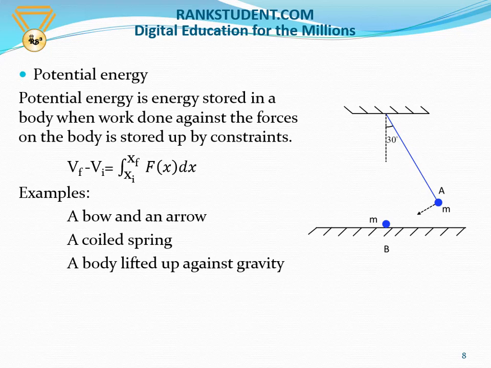A body lifted up against gravity, such as a rocket being launched into space. In the diagram on the right hand side, you have a pendulum as it swings back and forth. In the extreme position, as is illustrated in the diagram, you have potential energy, which gets converted into kinetic energy when the pendulum swings to the vertical position.